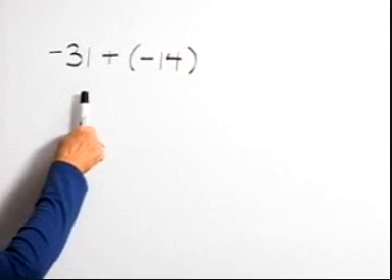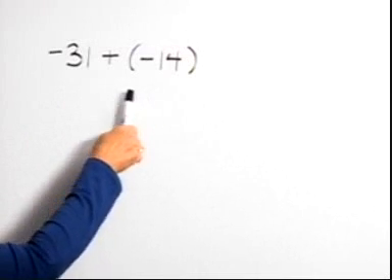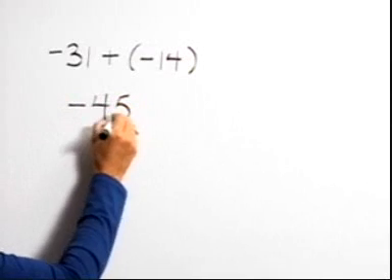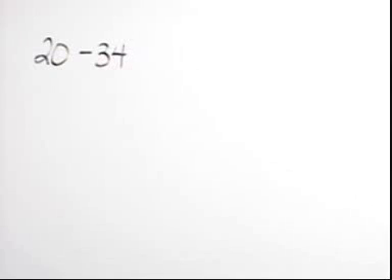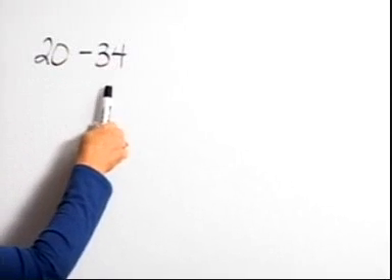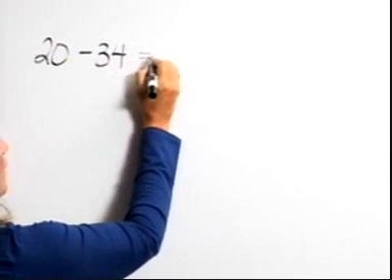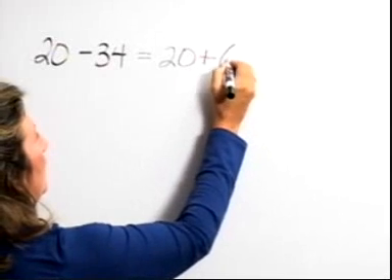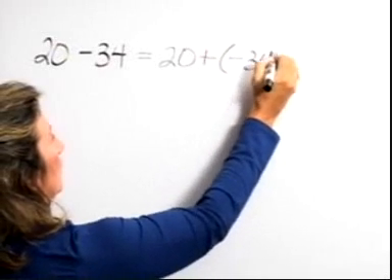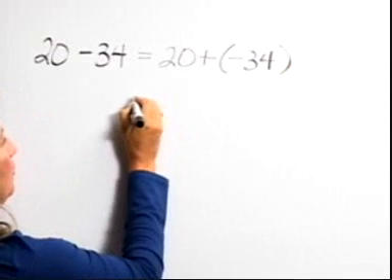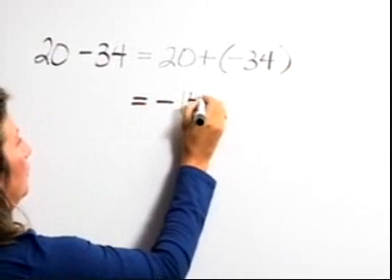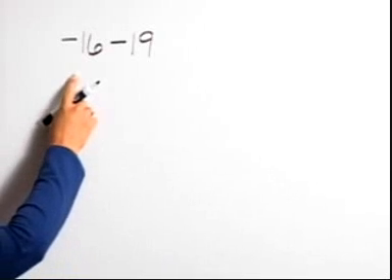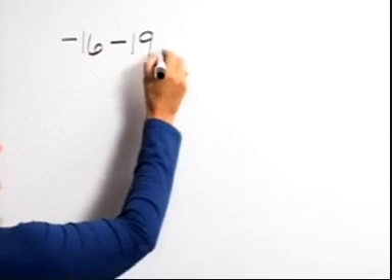A -31 plus a -14, when we simplify, will give us a -45. Simplify 20 minus 34. We'll rewrite it in its arithmetic form as 20 plus a -34. 20 plus -34 is -14.